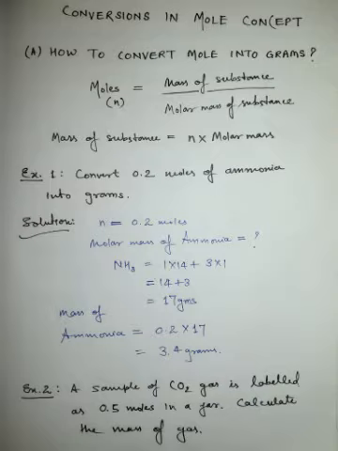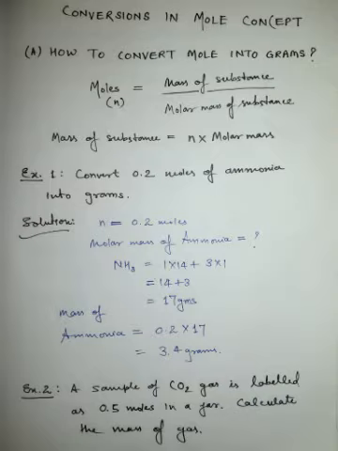If you have to calculate the grams, the formula is: mass of substance is equal to number of moles into molar mass. This formula is derived from the previous formula that moles is equal to mass of substance upon molar mass of substance. So we will take the first example: convert 0.2 moles of ammonia into grams.